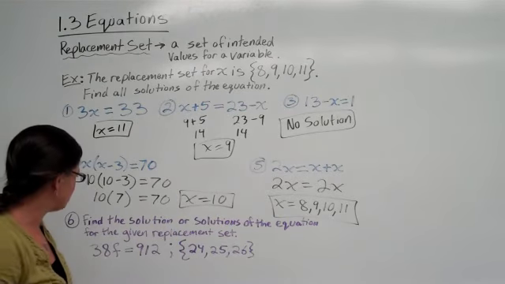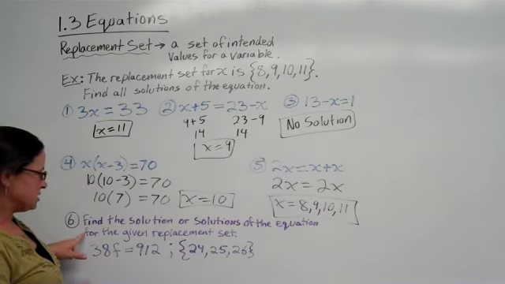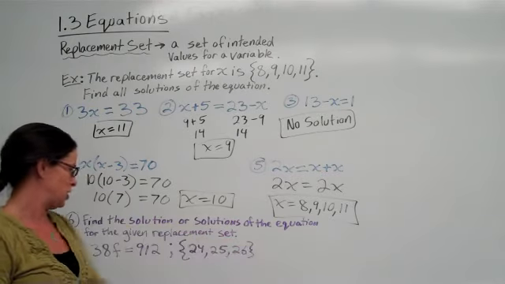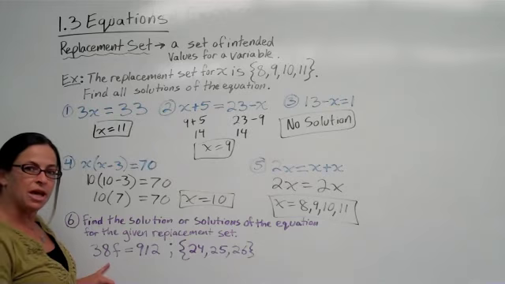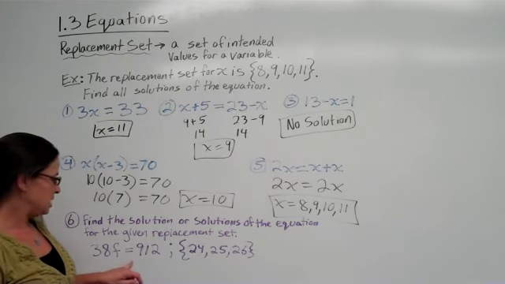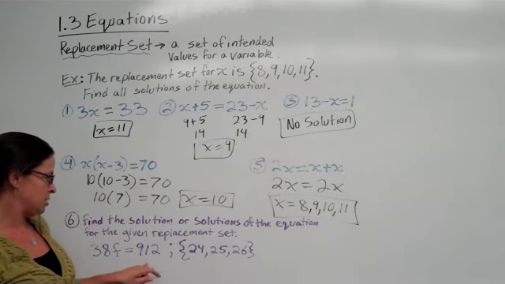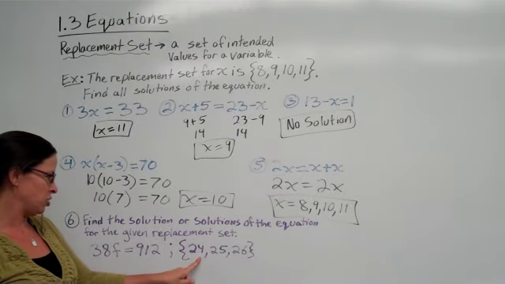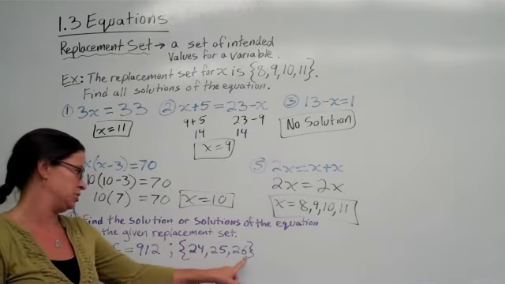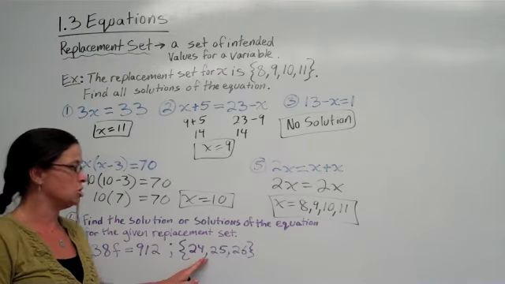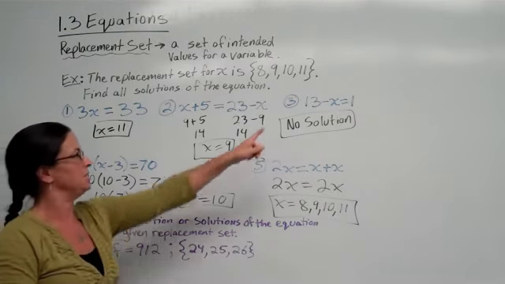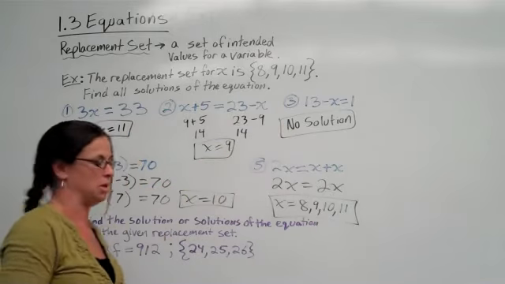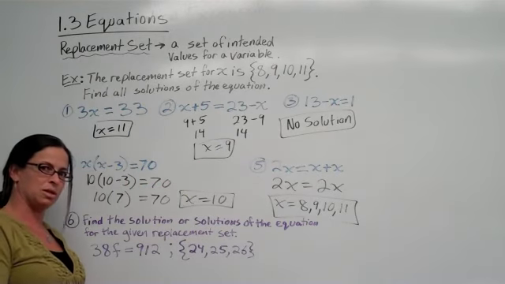All right, here's a challenge problem for you. Find the solution or solutions of the equation for the given replacement set. So we have 38f, which means 38 times f, equals 912. So you decide, does 24 work, does 25 work, or does 26 work? Or do all of them work, or do none of them work, as in example 3, where the answer would then be no solution. We will discuss this tomorrow.